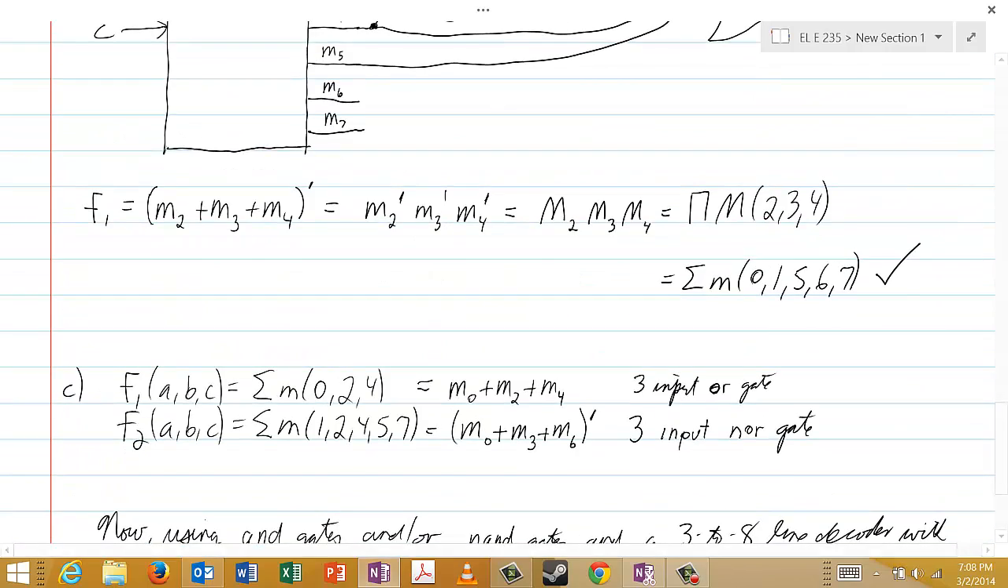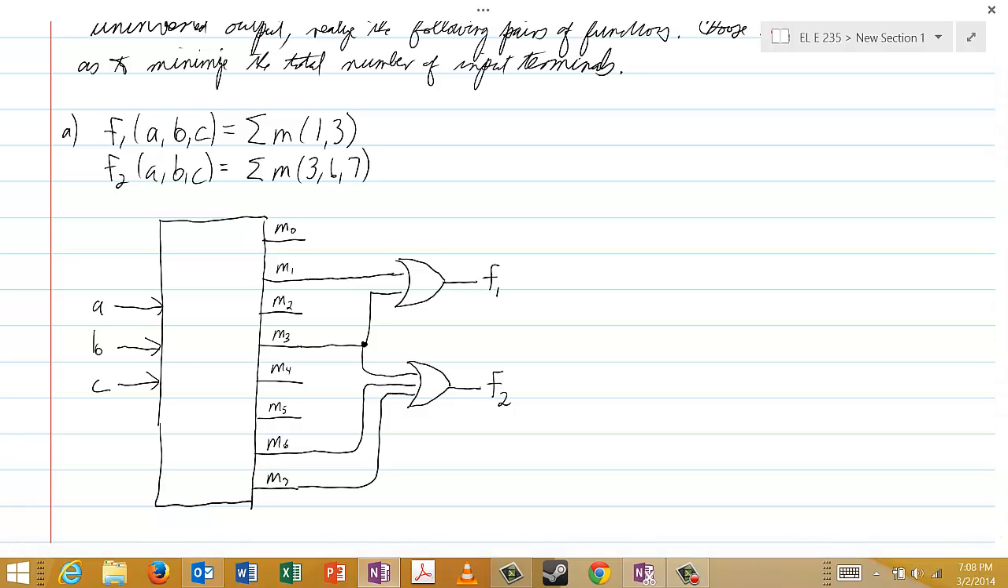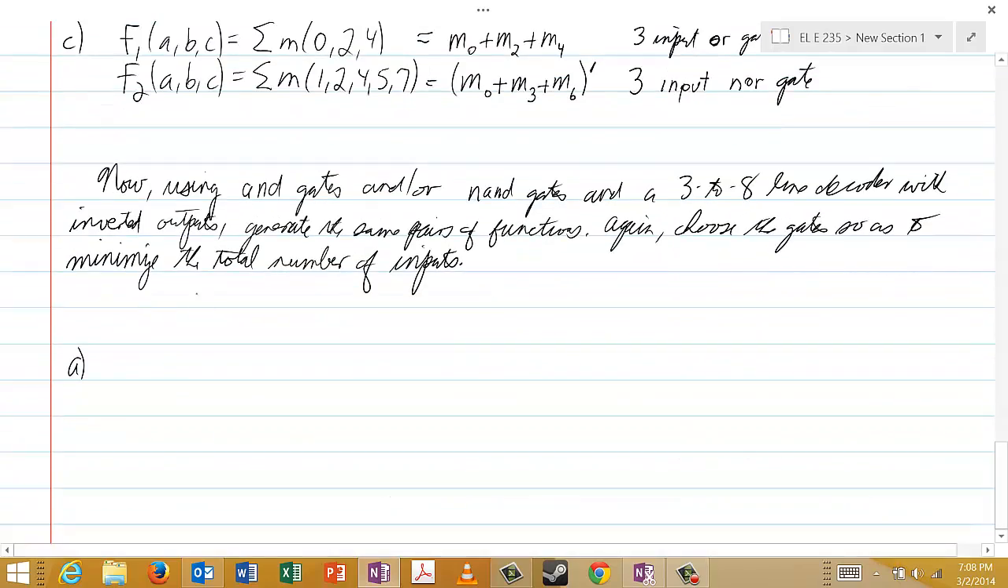Well, if you will recall, in part A, we had the sum of the minterms 1 and 3, and the sum of the minterms 3, 6, and 7. So let's write that down. F1 of A, B, C is the sum of the minterms 1 and 3, and F2 of A, B, C is the sum of the minterms 3, 6, and 7.